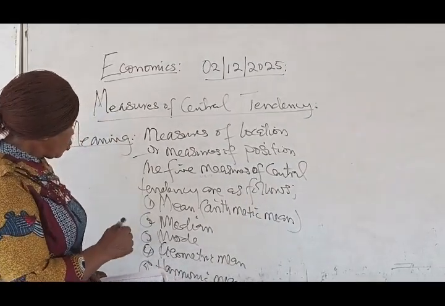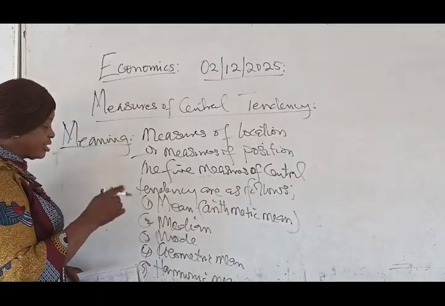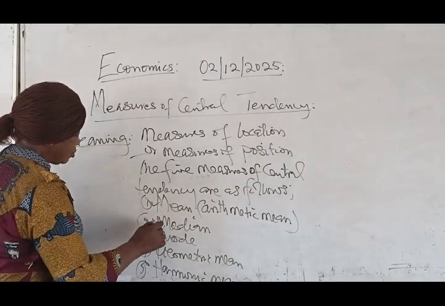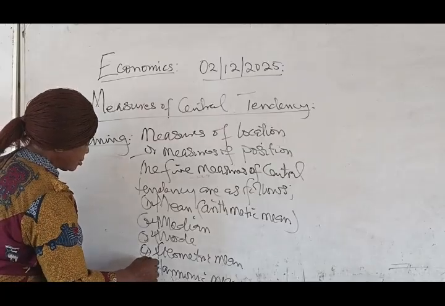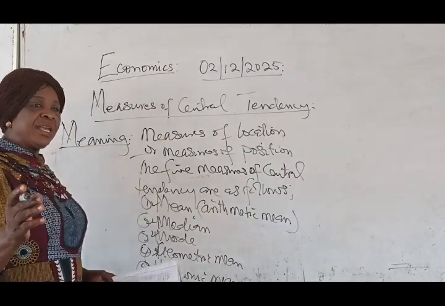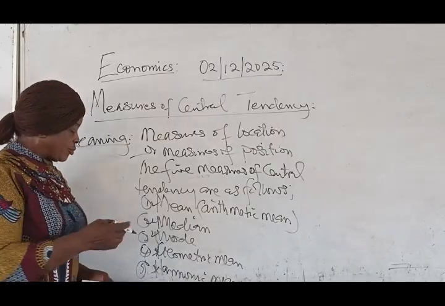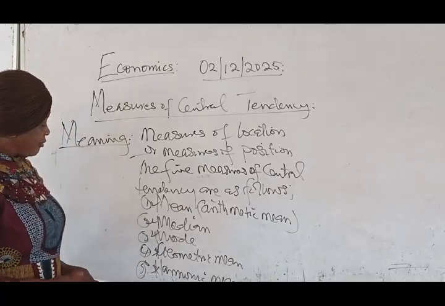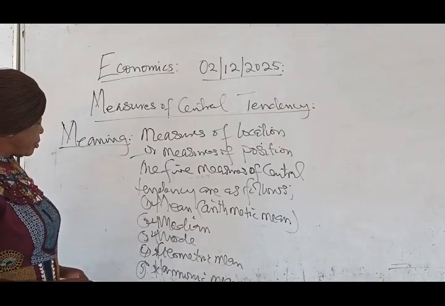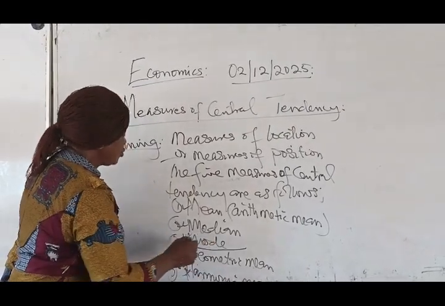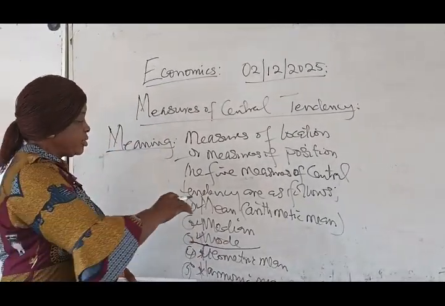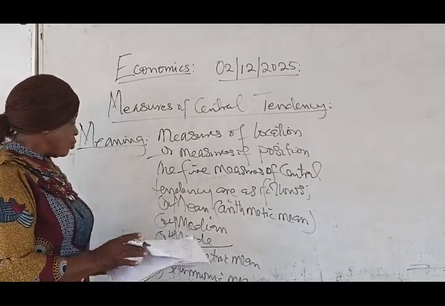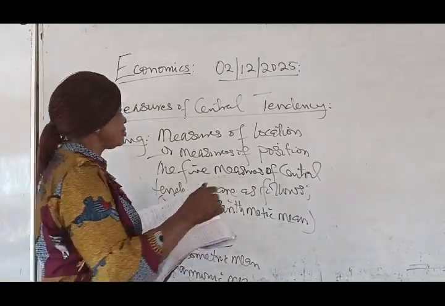But here, we are limited to teach you only 3: the mean, the median, and the mode. The other 2, you can meet them in the university. But on your own, I would advise you to look at the meaning of geometric mean and harmonic mean. So we are limited to teach you only 3: the mean, which is arithmetic mean, the median, and the mode. So we start.